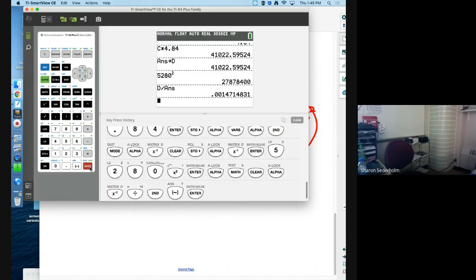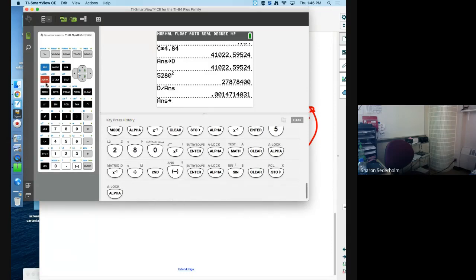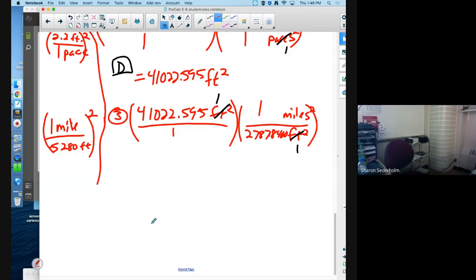Now, because this is a decimal, if we round to 3 decimal places, we're going to be stuck with a little 0.001, and we want to be much more accurate than that. This is something, unfortunately, I'm going to encourage you to write the whole thing down. And I'm going to store that in E. So there's our square miles.